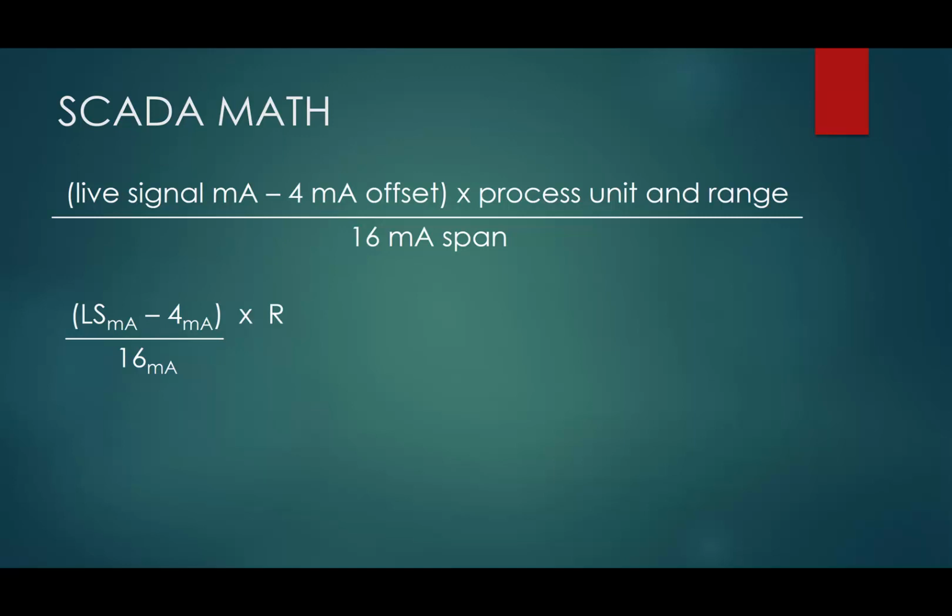Process unit and range, we're going to abbreviate with the variable R for range. The range of values that the instrument can measure. So for example, if you have a pressure gauge that is calibrated from 0 to 150 psi, your range is 150 because it can go from 0 to 150. If you have a flow meter that's calibrated from 1,000 gallons per minute to 5,000 gallons per minute, your range would be 4,000 because you start at 1,000 and go to 5,000. What's the difference between your maximum value and your minimum value?